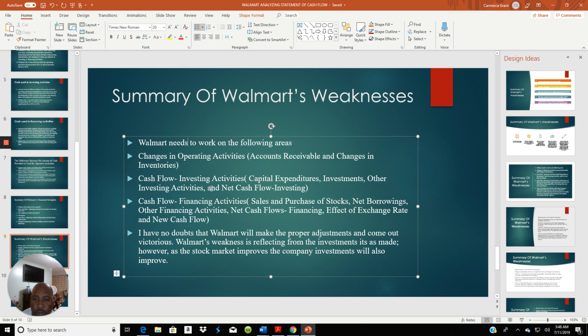Cash flow from investing activities, specifically capital expenditures, investments, other investment activities, and net cash flow from investing. Cash flow from financing activities, specifically sales and purchase of stocks, net borrowing, other financing activities, net cash flows, financing effect of exchange rate, and net cash flow.